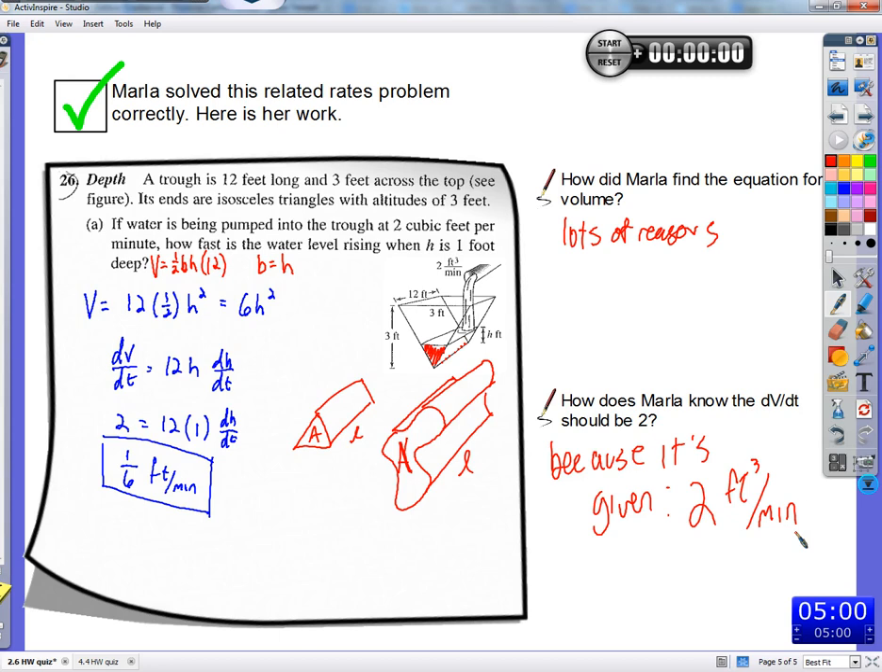Changing at 1/6 of a foot per minute. But one split second after that, it's not changing at that rate. Is it changing more quickly or more slowly? More slowly, because now we've got more surface area at the surface of the water to accept all that volume, and it's not going to change vertically as much.